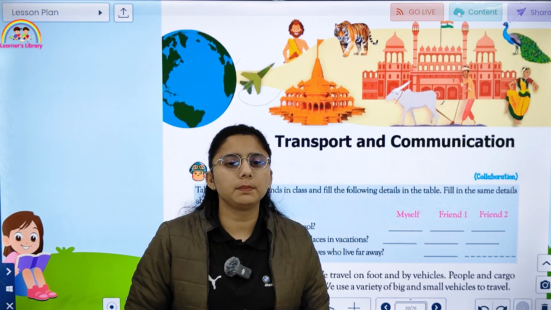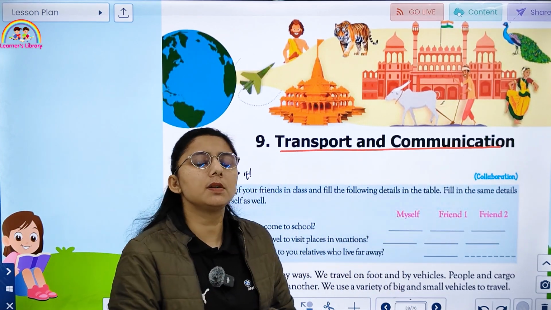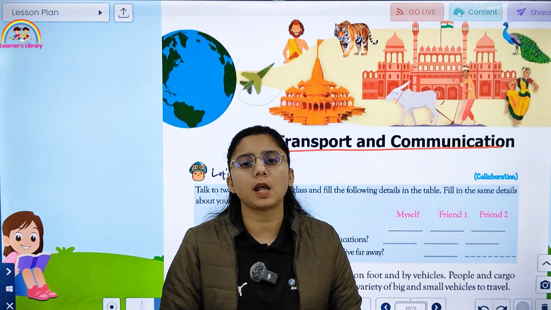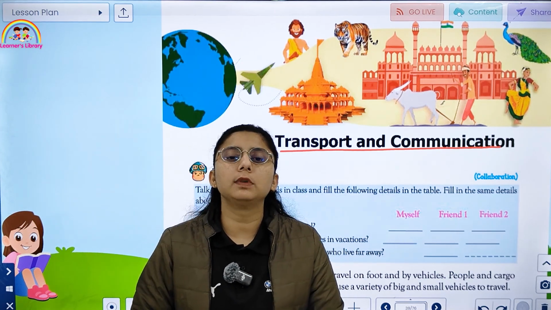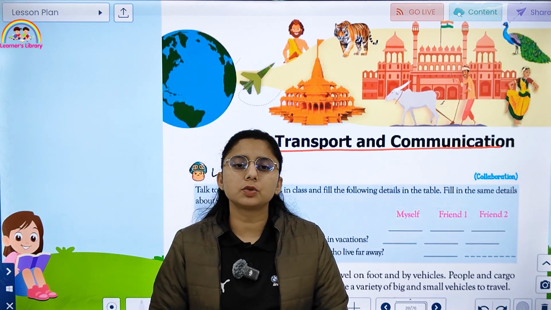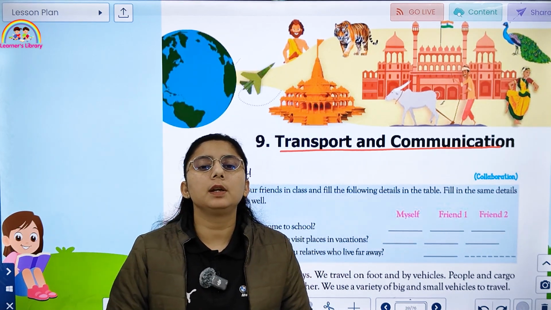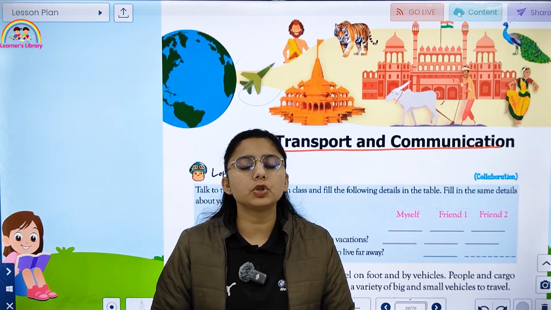Let's start with chapter number 9, transport and communication. In this chapter, we will study about the different types of transport. Why do we use transport? We use transport to move from one place to another. In early times, there was no transport. People had to walk and cover long distances, keeping loads on their back.